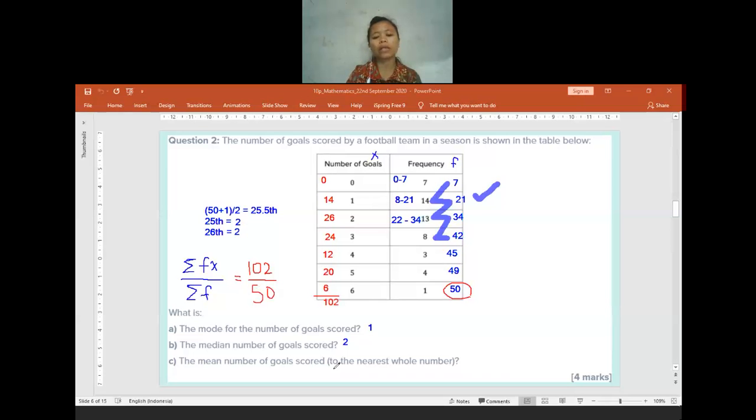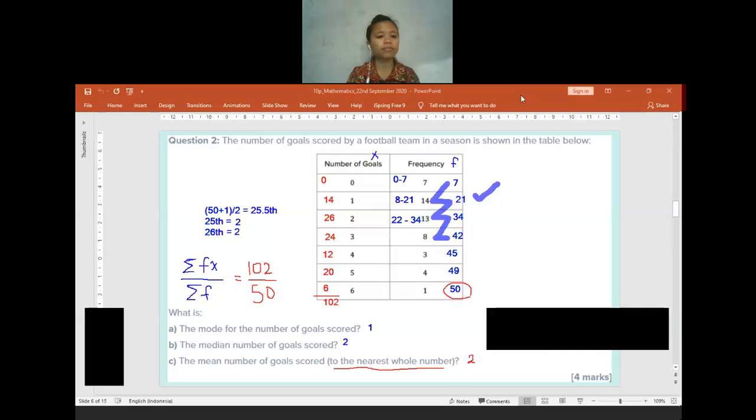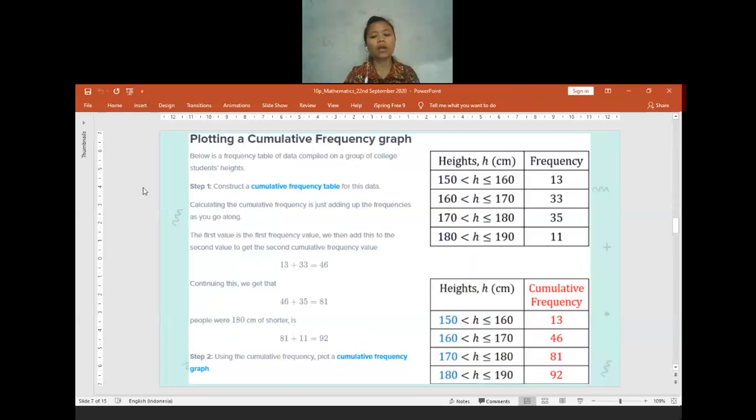How many will it be? Read the question properly. To the nearest whole number. So if we round off this number to the nearest whole number, what is the answer? Is it 1, 2, 3? Yes, correct. The answer will be equals to 2. Any question so far, or maybe my explanation is confusing? No? Okay. If you really have no question, I will continue to the next one.